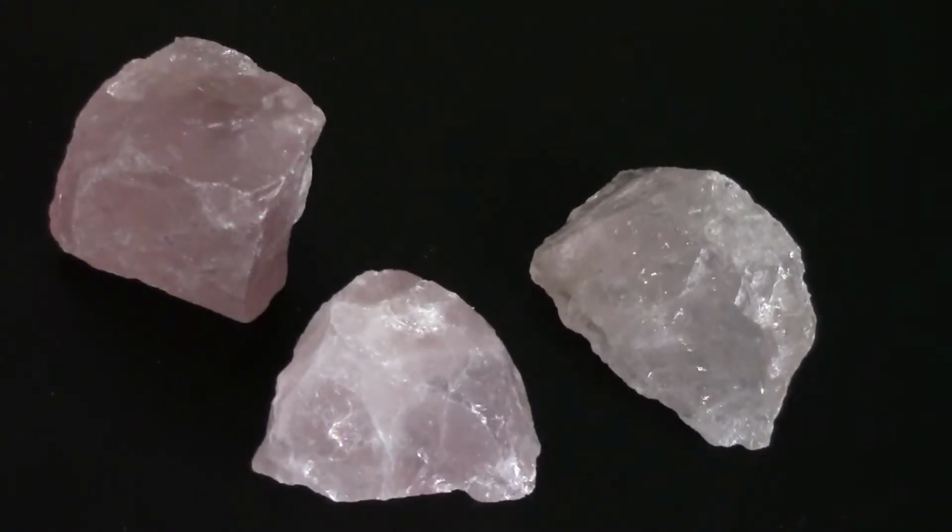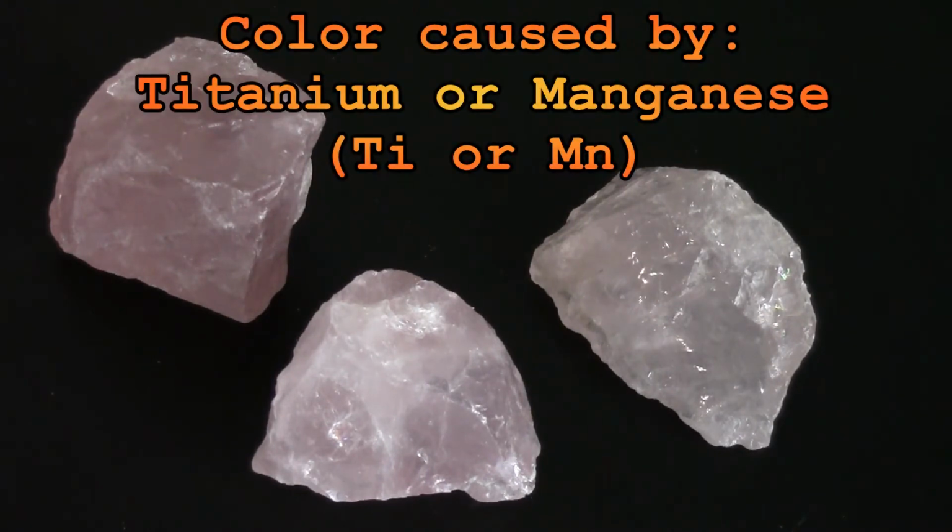Here's a variety with a beautiful pink color, and it's called rose quartz. This is another pretty common mineral that can be found all over the world, and it's been used throughout history to make beautiful decorative objects and jewelry. The color in this variety is caused by titanium or manganese impurities inside the crystal.